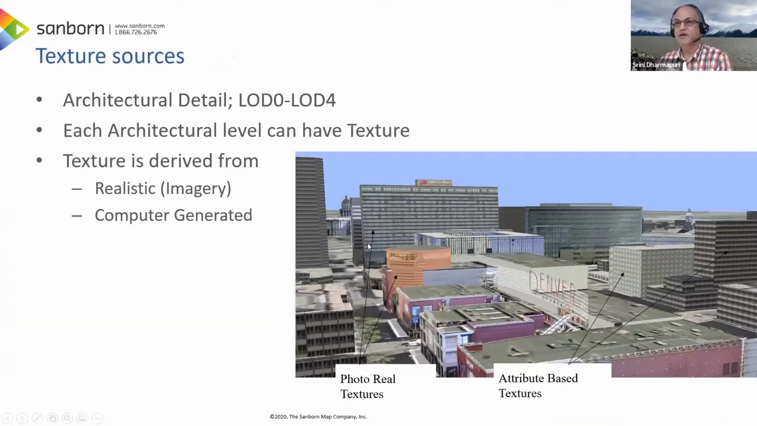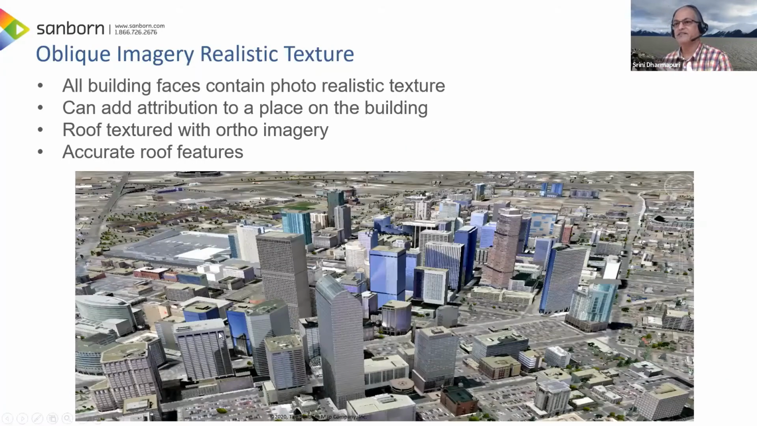So whether it is LOD 0 to LOD 4, you can add the texture. The texture can be derived from realistic imagery, like the oblique imagery, or it can be from the library, which is a computer-generated texture library. So those are the two things you can do to get the texture. This is an example where the geometry of the building has been captured as well as the texture has been added to it. And this is how you see it.